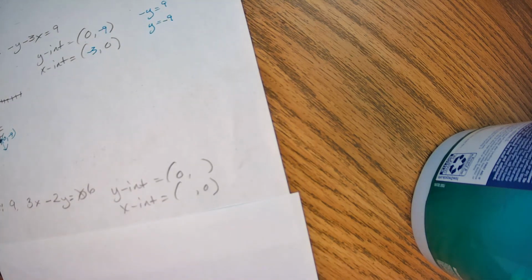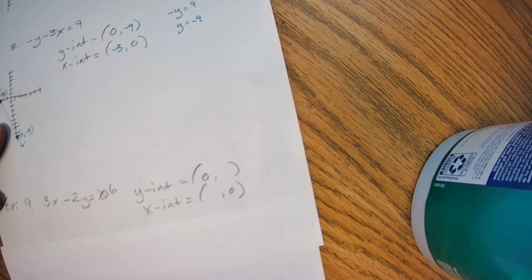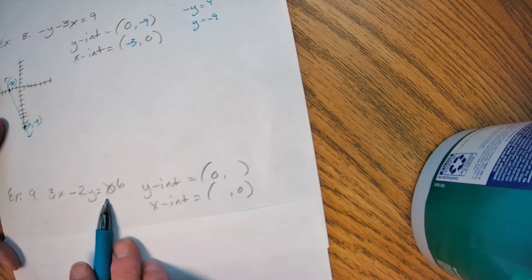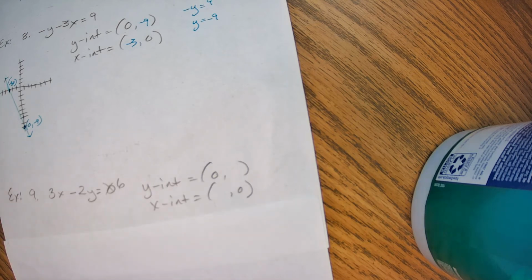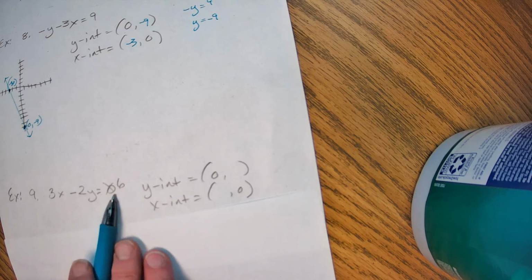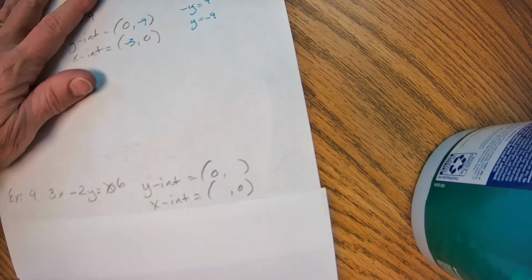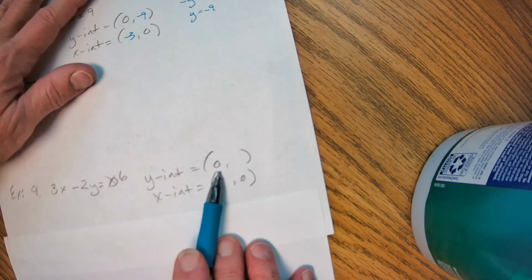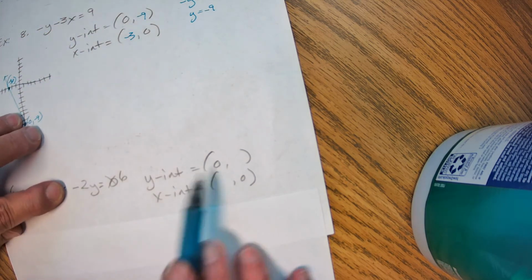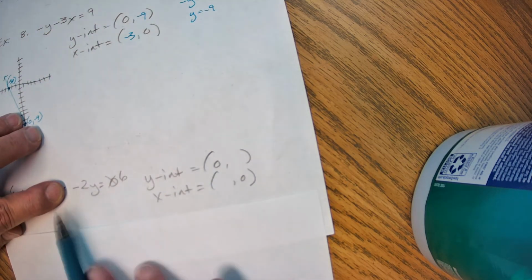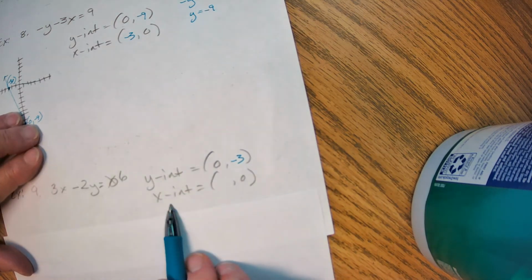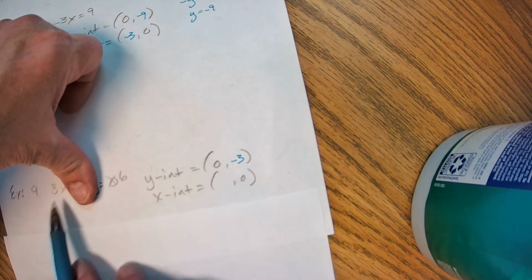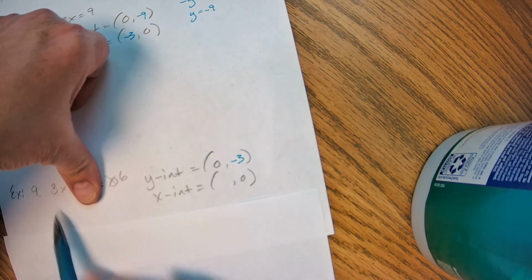On number 9 on your worksheets, for some reason it says equals 0. Well, you're going to end up with your x-intercept and y-intercept both at the origin. So change that. Instead of equal to 0 on number 9, I want you to change it to equals 6. All right. So let's do the y-intercept first, where x is 0, which would leave me negative 2y equals 6. Divide both sides by negative 2, and the answer is negative 3. On the x-intercept, y is 0, and I would have 3x equals 6. So x has to be 2.